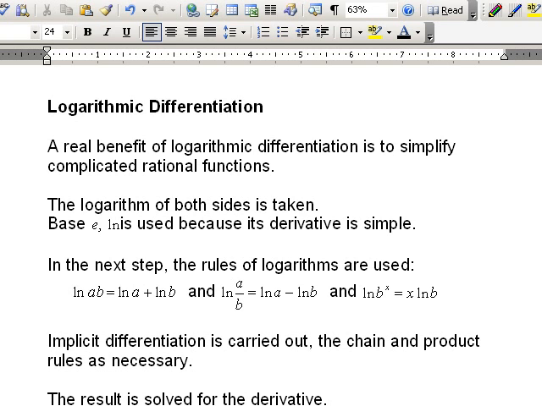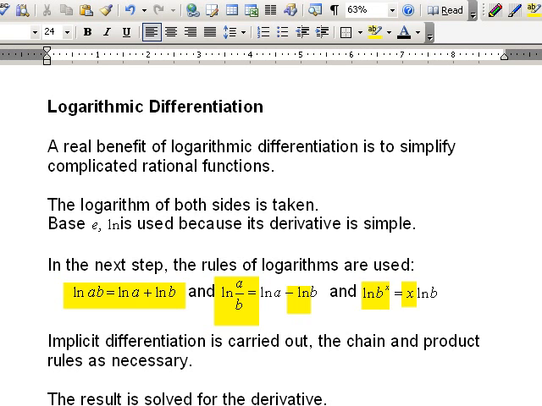Okay, the log of two terms multiplied together equals the log of the first term plus the log of the second term. When you're taking the log of two terms that are divided, this breaks out as subtraction. Now, if you take the log of any term raised to a power, say x, the exponent comes out in front. The entire exponent comes out in front. I'm sure you're familiar with those. You use implicit differentiation, and then you carry out the result using chain rule and product rules, and then solve for the derivative.